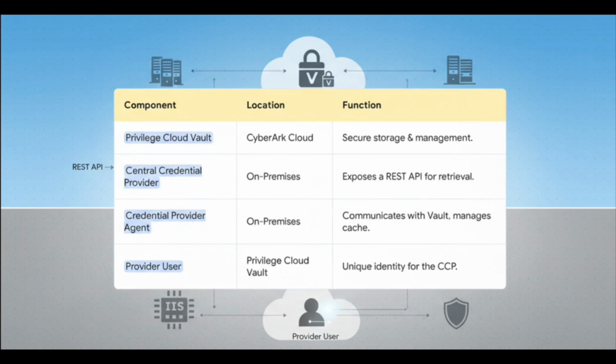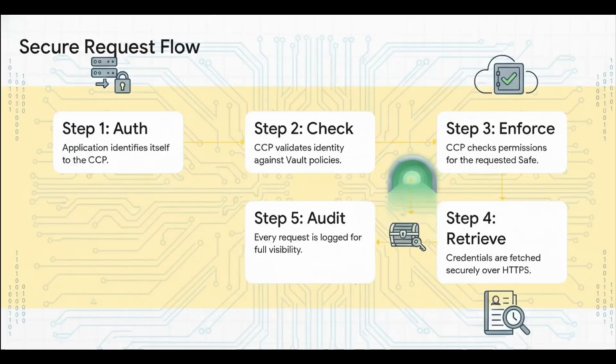But the real workhorse is the agent service running on that same server. That's what talks to the Cloud Vault and manages a secure local cache. And the glue holding it all together? That's the provider user. It's the special identity the CCP uses to prove to the vault that it's legit. So, the request flow is actually pretty straightforward, but it's incredibly powerful. Your app says hello to the on-prem CCP and proves who it is. The CCP then reaches out to the Cloud Vault to validate that identity and check its permissions. If everything looks good, the secret is delivered securely over HTTPS, and the entire transaction gets logged. It's clean, it's secure, and it's 100% accountable.